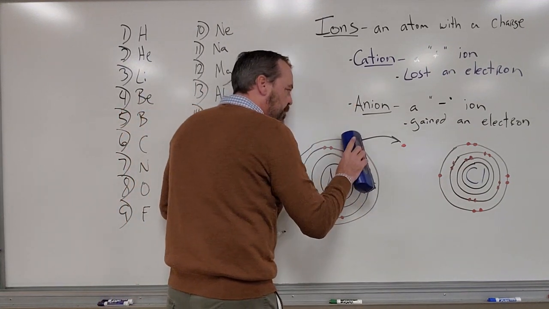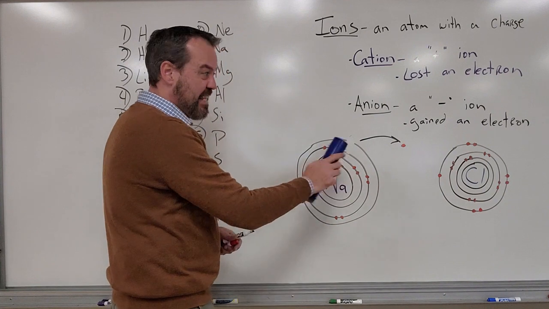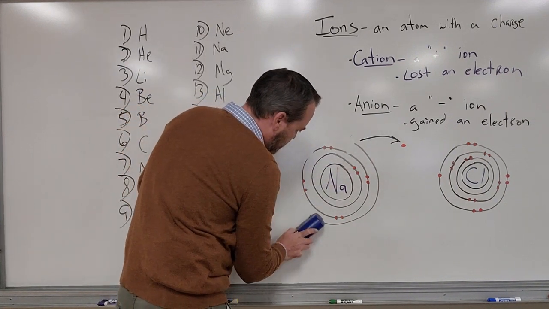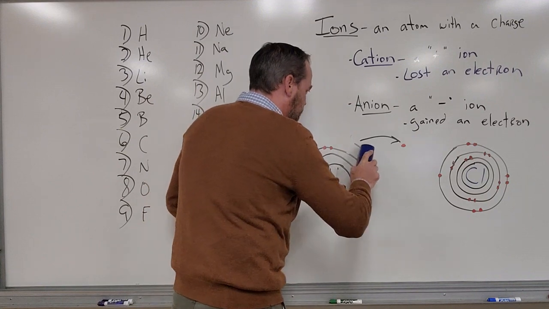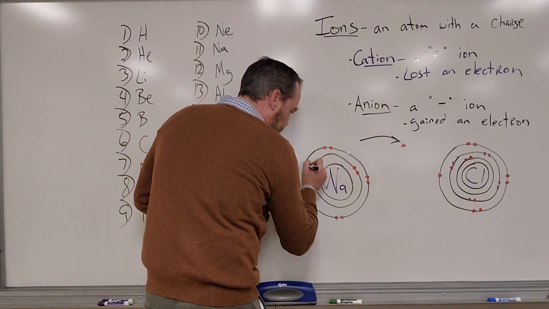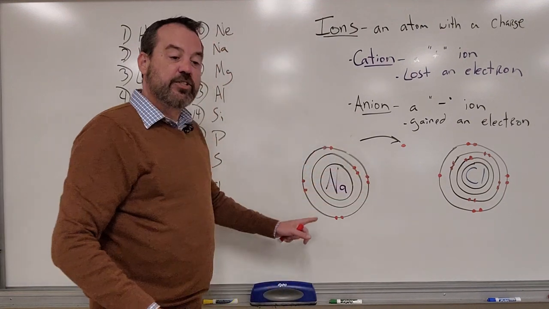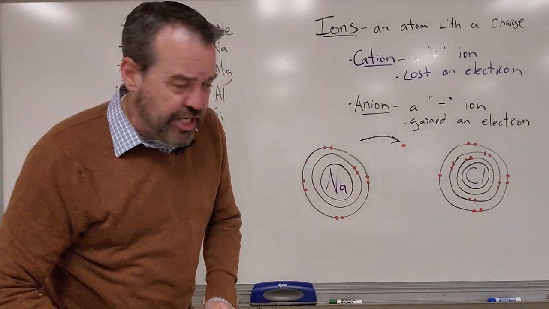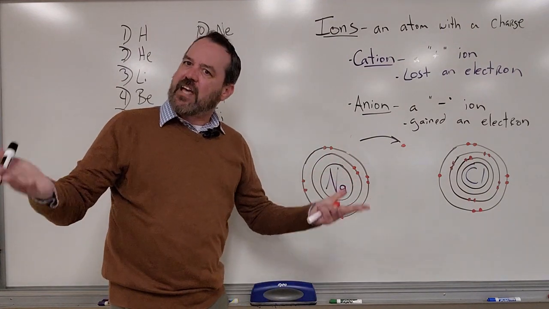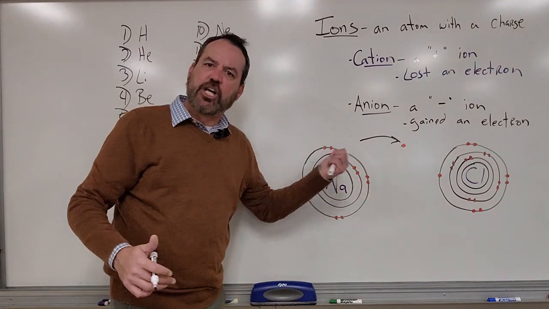And in doing so, when we get rid of that electron, now we have nothing in that outermost shell, so it goes away. There we go. And now we're left with the second shell being the outermost shell. So now my second shell is my valence shell, and it has 8 electrons in it. Perfect. That's what we want. We want the outermost shell full.